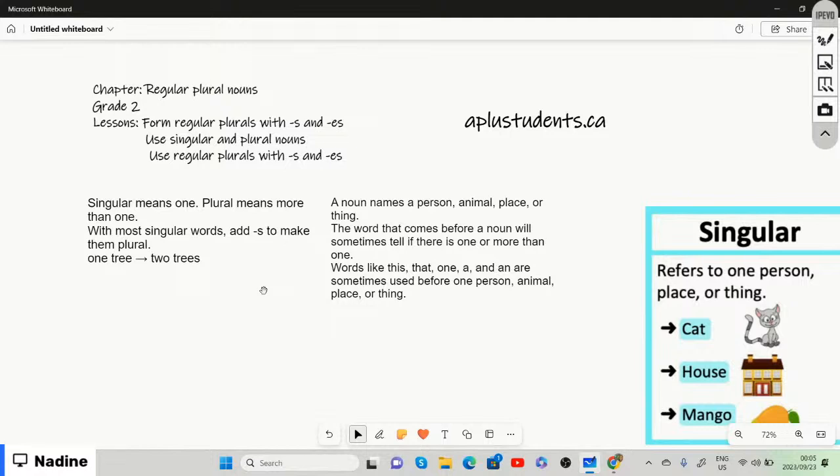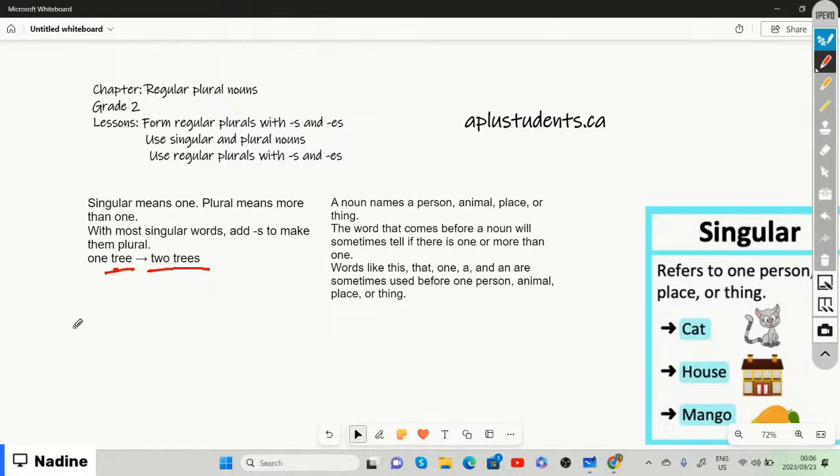So singular means one. It's like saying it's one tree. So for example, we say one tree. But now if we want to show that there's more than one tree, it's like showing that it is plural. And then we just add an S. For example, two trees. So one tree shows one tree. But as soon as we make mention of more than one tree, we are now saying two trees, and then we add an S to it.